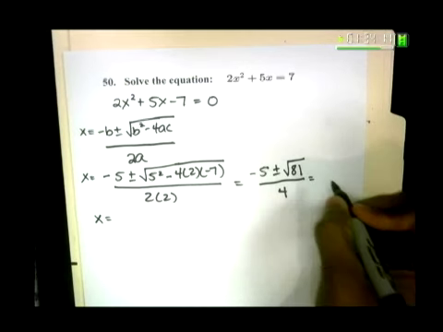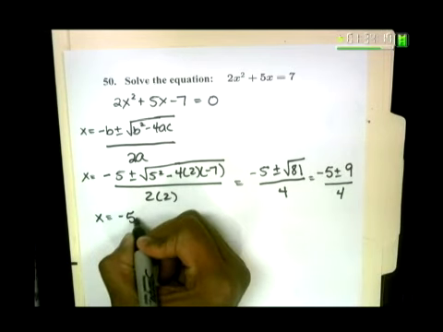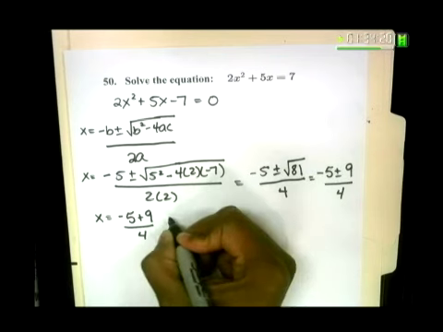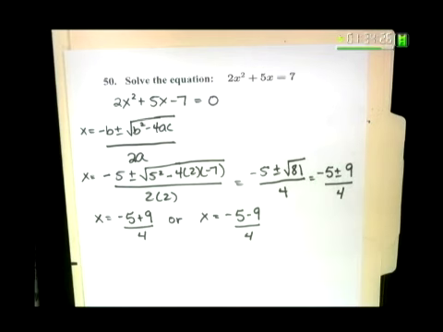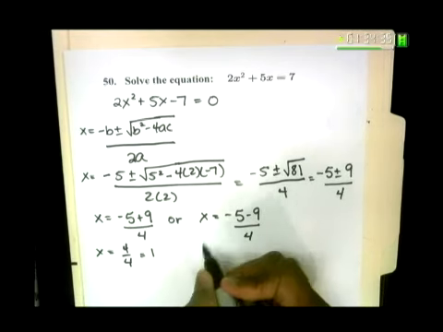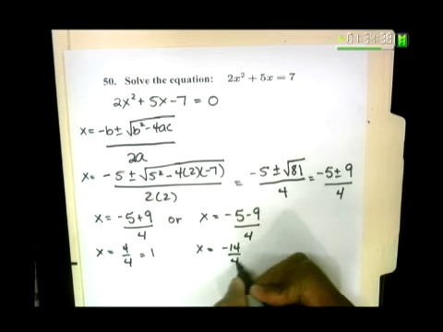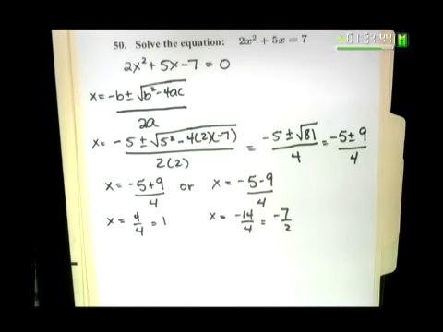And so then that actually gives us two solutions. We'll take the square root of 81, which is 9. So two solutions: x equals -5 plus 9, all divided by 4, or x equals -5 minus 9 divided by 4. And so that works out to be x equals 4 over 4, or 1, and x equals -14 over 4, or -7/2. So again, knowing the formula will help. Even if you can factor, it's much easier to use that one.